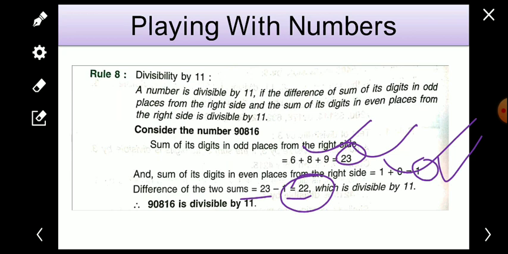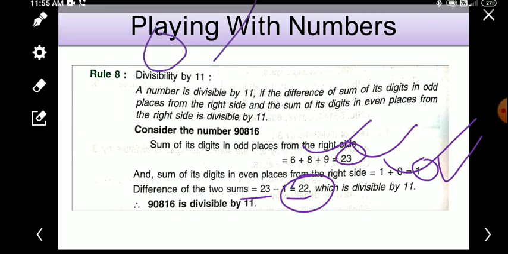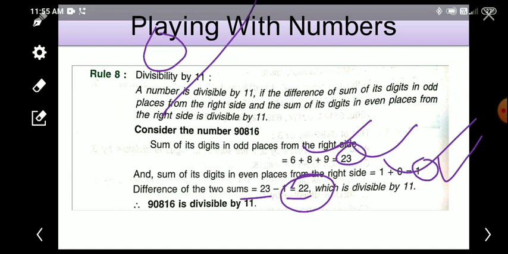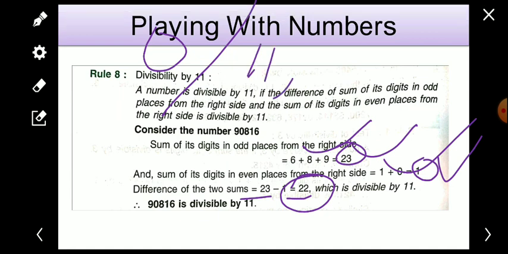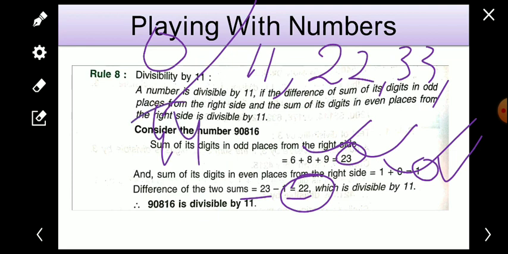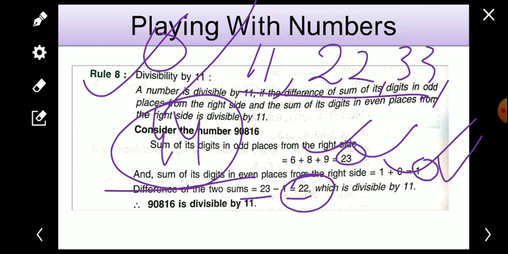So whenever we get the difference 0 or a multiple of 11, like 11, 22, 33, 44, like this, then the number will be divisible by 11. So I hope that you understood.